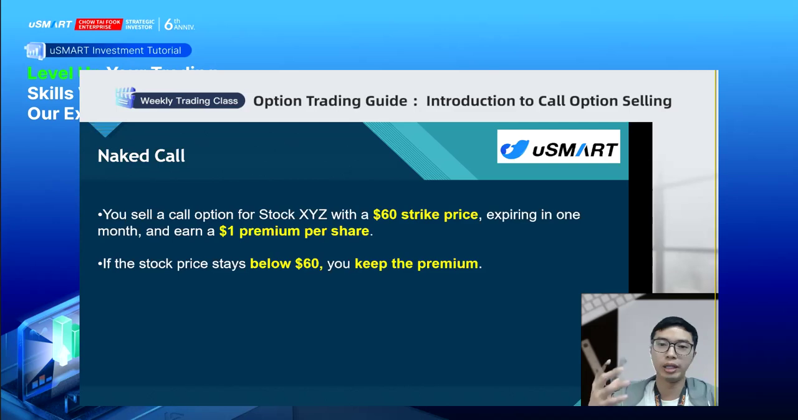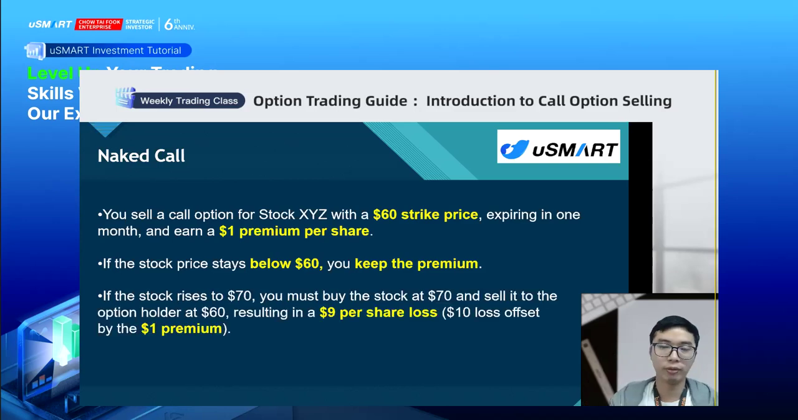Call buyers make a deal with us, the call seller. Now we become a call seller and we aim to earn their premium only. All right. So we don't want the price to ramp up above the strike price. So for now, the call option of stock XYZ has a strike price of 60, expiring in 1 month, and earns a $1 premium per share. So if the stock price stays below 60, we keep the premium. Always remember, we want to earn the premium from the call buyers.